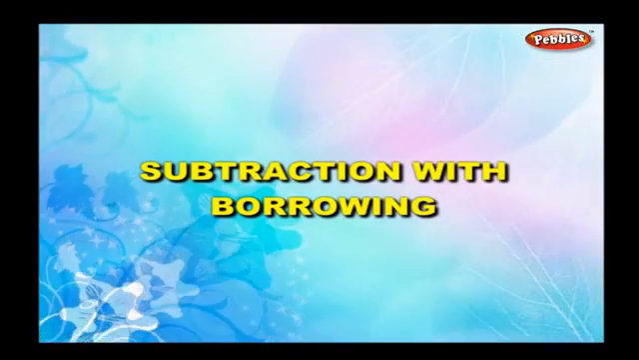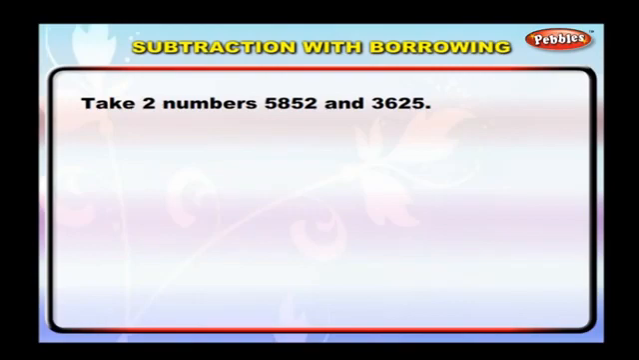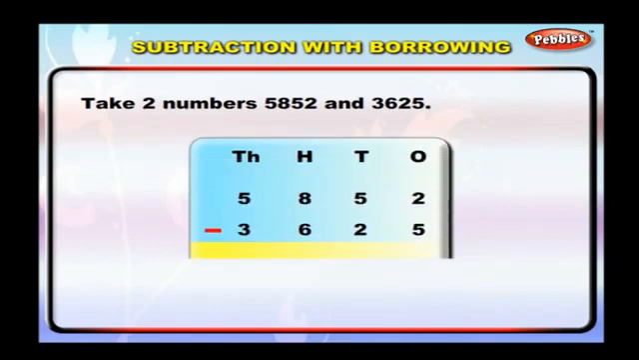Subtraction with borrowing. In the given two numbers, when the digit to be subtracted is bigger than the corresponding digit, we borrow 1 from the previous digit in the first number. I will explain this in an example. Take two numbers, 5,852 and 3,625. Arrange them in a column. Subtract the ones.